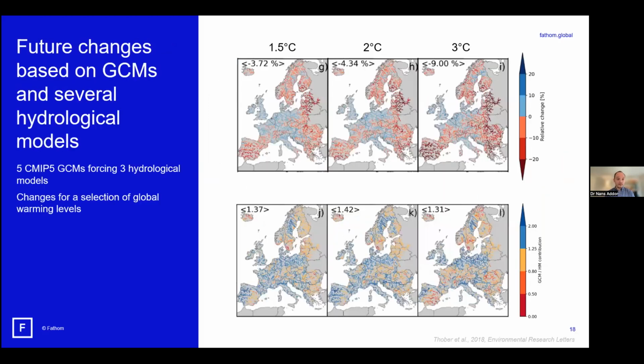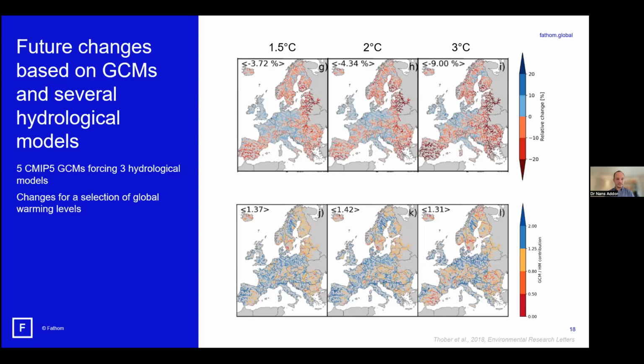And in this study, they go an extra step. Instead of using runoff or flow simulated by the GCMs, they take the GCM output, so precipitation and temperature, and they use it to force several hydrological models. They produce maps of future changes for different global warming levels, 1.5, 2 degrees, and 3 degrees Celsius. And we can recognize the patterns that I discussed at the very beginning of my presentation, with this gradient with northwestern Europe showing larger flood peaks, and most of the rest of Europe, including Scandinavia, showing smaller flood peaks.